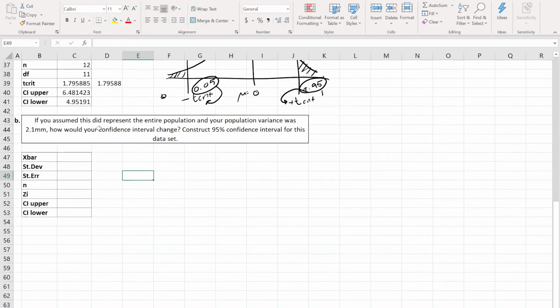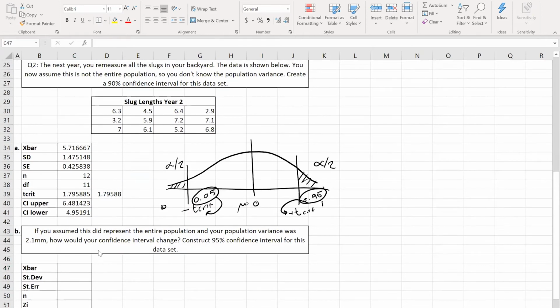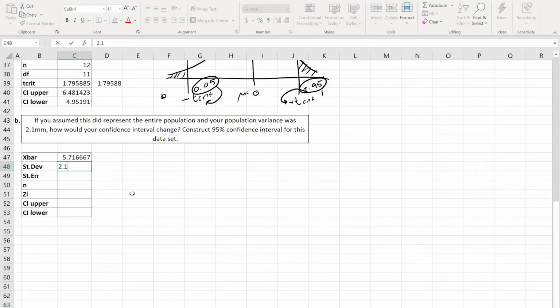For B, if you assume this did represent an entire population and your population variance was 2.1 millimeters, how would your confidence interval change? Construct a 95% confidence interval, so alpha is equal to 0.05. Our mean is the same as before. It's still just the mean of this data set. Our standard deviation, we are assuming, is the population variance, so it's 2.1.